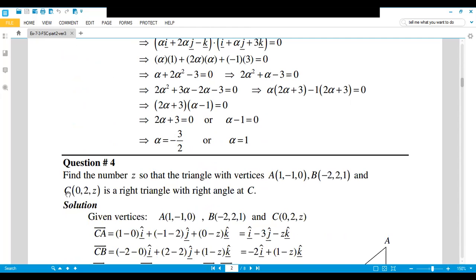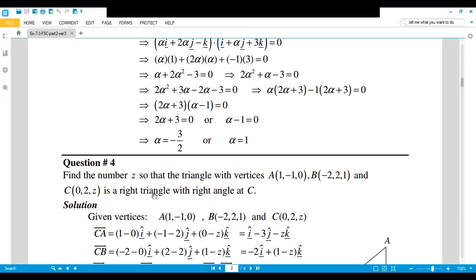Come to question number 4. Find the number z so that the triangle with vertices A, B, and C is a right triangle with right angle at C. So in question number 4 you have to find the value of z. A, B, and C are given, and you are told it is a right angle triangle. Right angle triangle means that the two vectors will be perpendicular to each other.